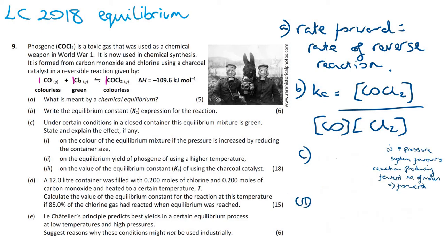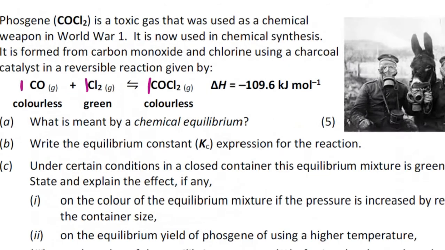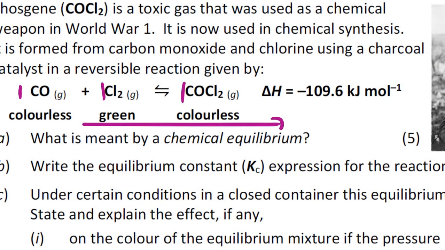Part 2. Explain the effect on the equilibrium yield of phosgene of using a higher temperature. So if I use a higher temperature, the system will want to reduce the temperature, so therefore it will favour the endothermic reaction. If you look, the forward reaction here is exothermic. So the only way to cool down is to favour the backward reaction, which is endothermic, because in an endothermic reaction the temperature decreases.